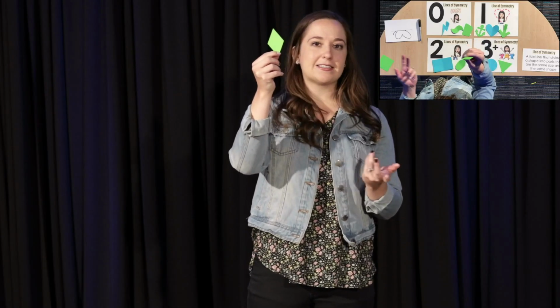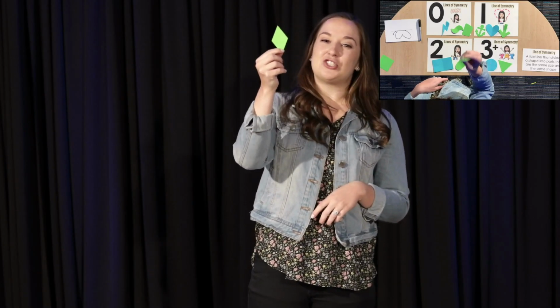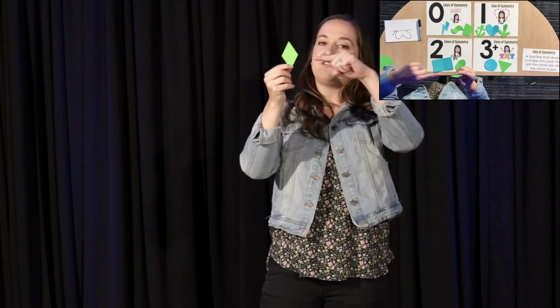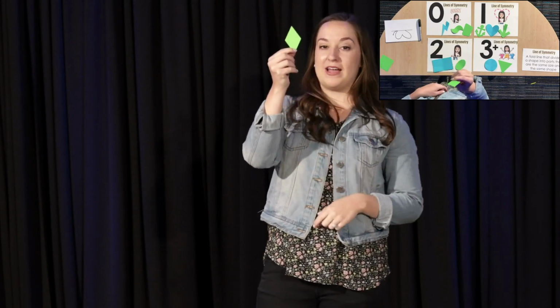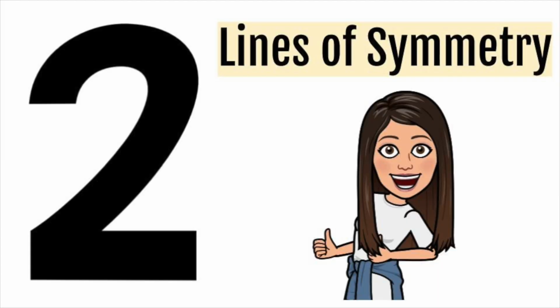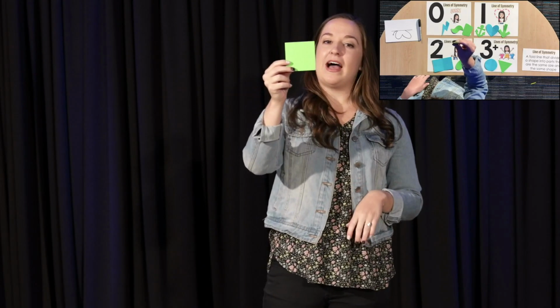This diamond, it kind of looks like a stretched out square, has 2 lines of symmetry because you can see if you cut it in half this way or that way, we will have exactly 2 equal parts. And then finally, we have a square.